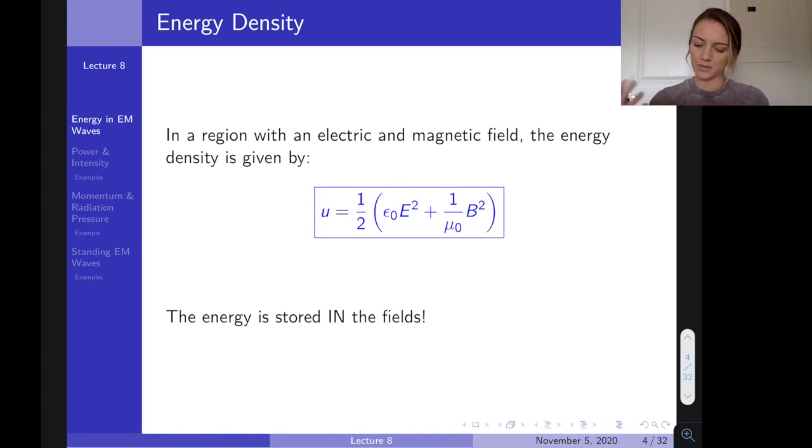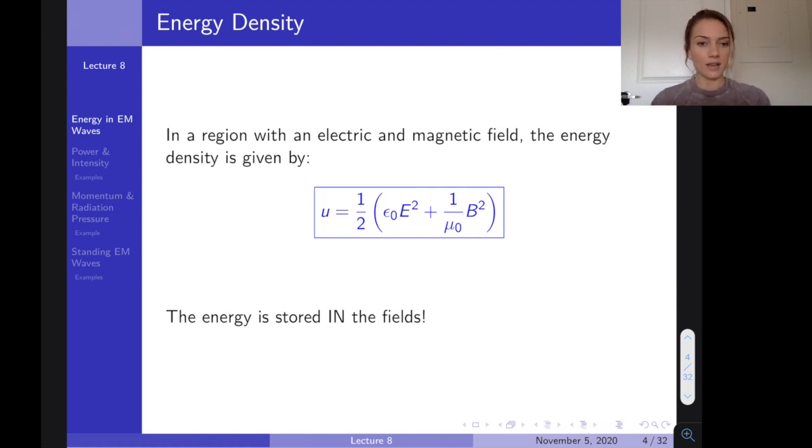If you remember from, I forget what chapter it was, when we did capacitors, we found that the electric energy density stored in a capacitor was this portion right here. Now we see there's an analogous portion for the magnetic field. You can derive that from looking at inductors and figure out the energy density for a magnetic field. You add these two together, and that's the energy density for an EM wave.